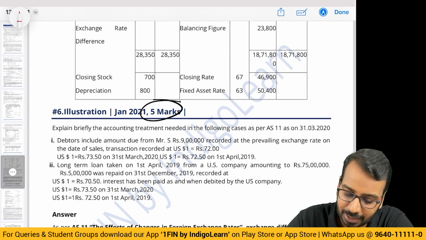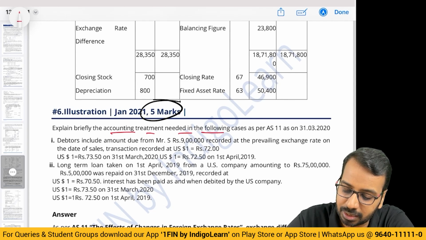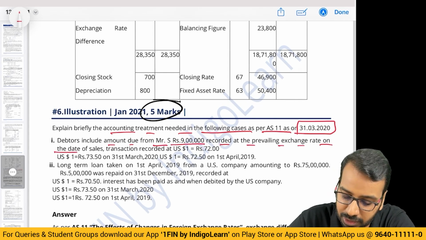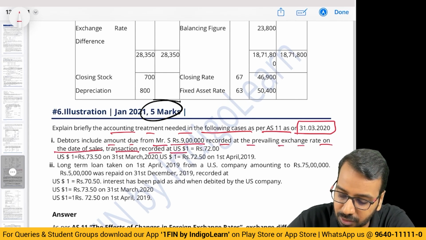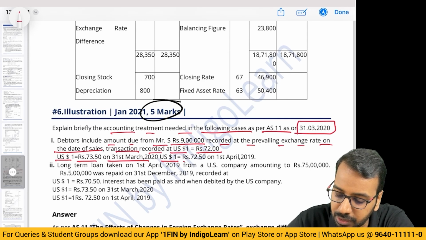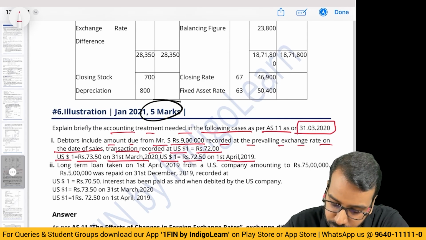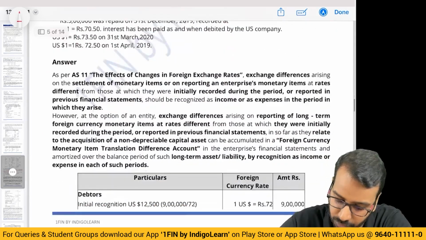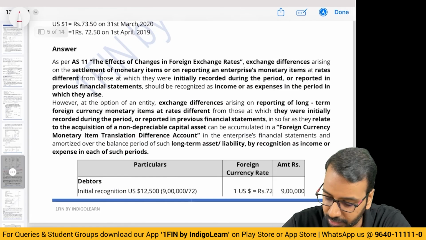Okay, explain briefly the accounting treatment needed in the following cases as per AS 11 as on 31st of March 20XX. Data include amount due from Mr. S, rupees 9 lakhs, recorded at the prevailing exchange rate on the date of sales. Transaction recorded at US dollar 1 is 72, US dollar 1 is 73.5 on 31st March, and US dollar 1 is rupees 72.5 on 1st of April. Now, here they have not told what is the date of sale. What have they assumed? Initial recognition only they have assumed.